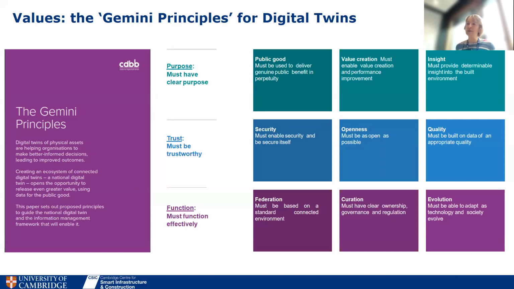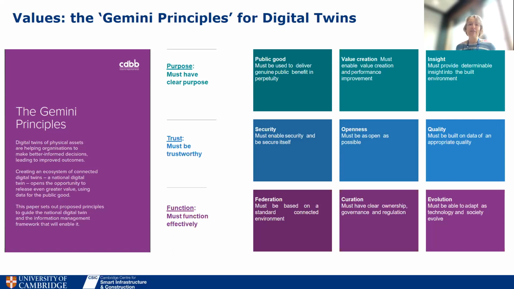And they came up with these Gemini principles, which basically say that a digital twin, to be valuable, must have purpose. So it must deliver genuine benefit for the public good. It must create value and it must provide insights. So it mustn't just be a toy. It must be trustworthy. So it must be secure but open, and there's a tension between those two things, and built on good data of an appropriate quality.